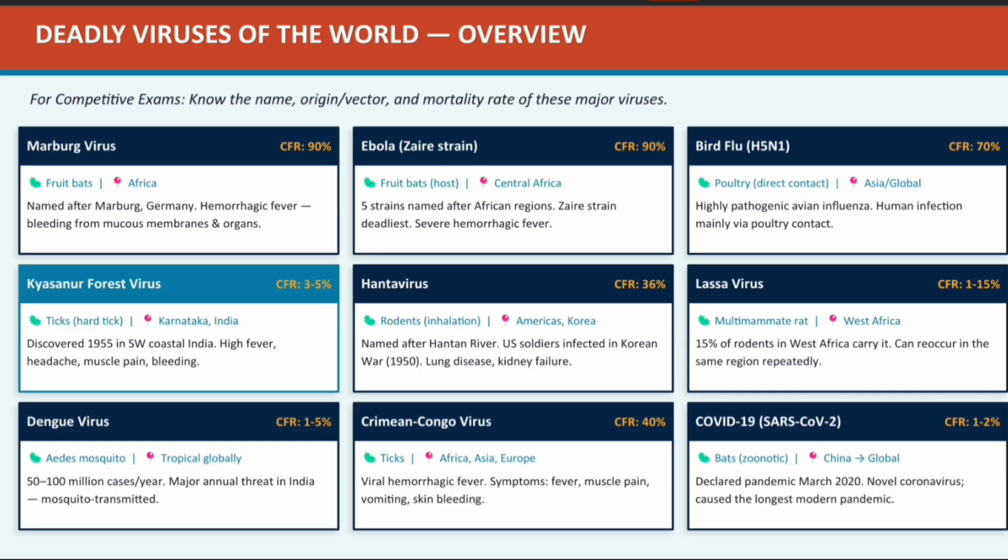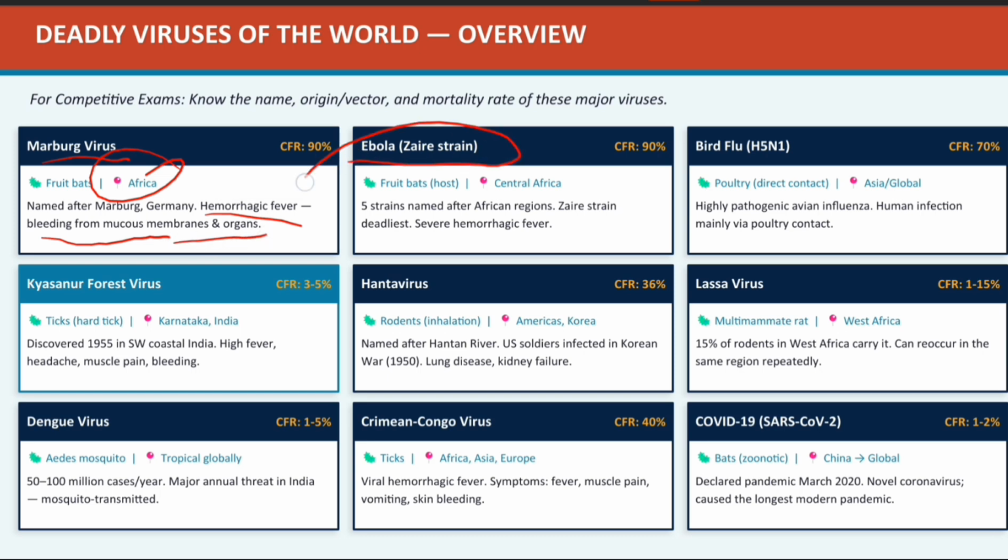These are other deadly viruses worldwide. Marburg virus spreads through fruit bats and originates in Africa. It is named after Marburg, Germany. It causes hemorrhagic fever, with bleeding from mucous membranes and organs.